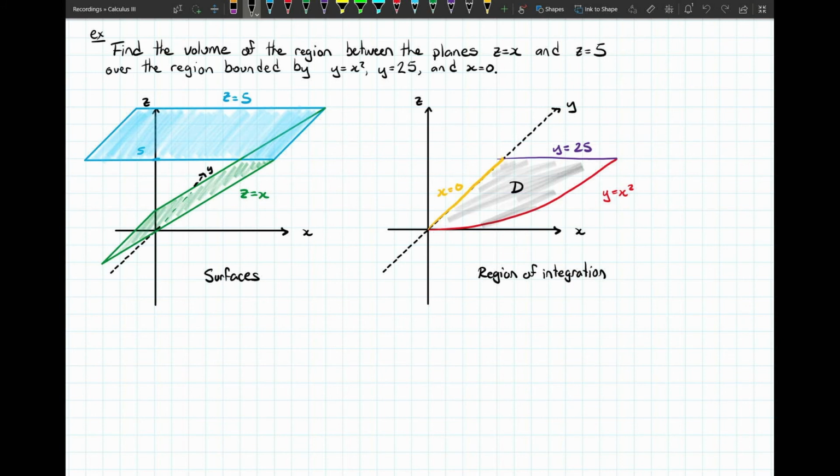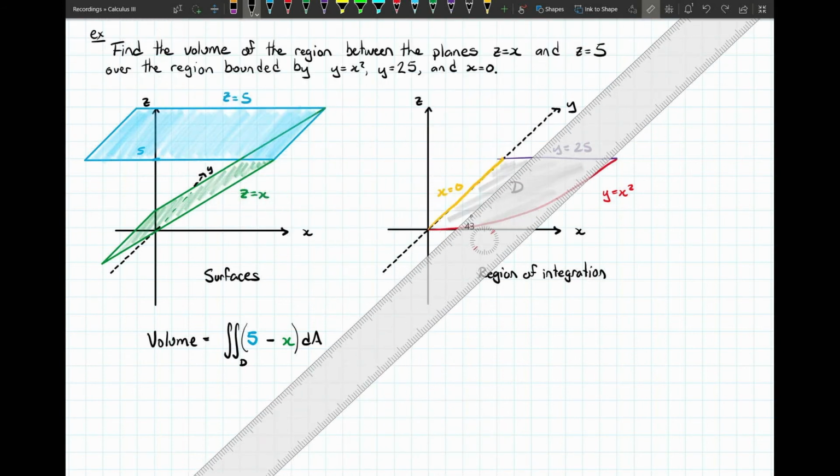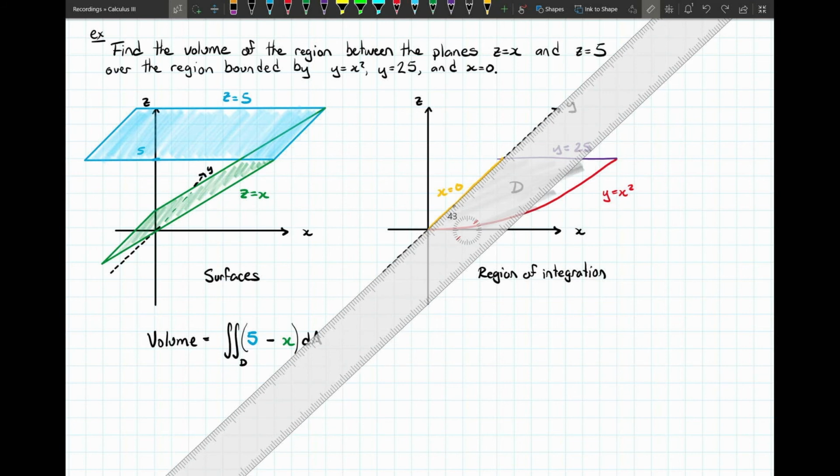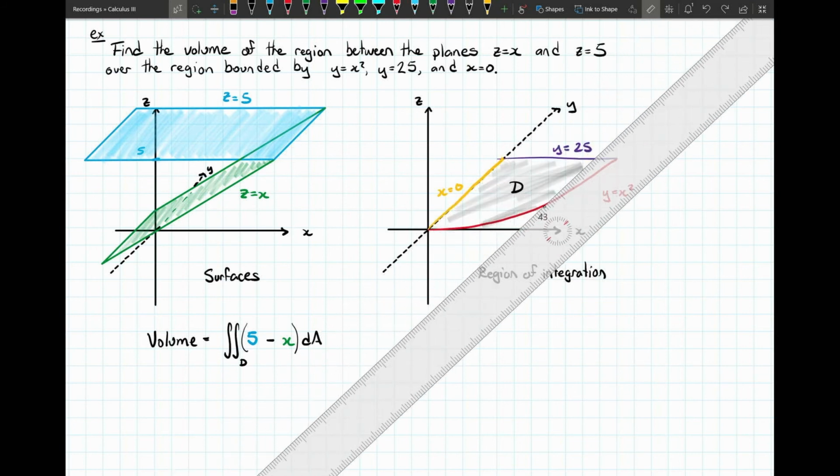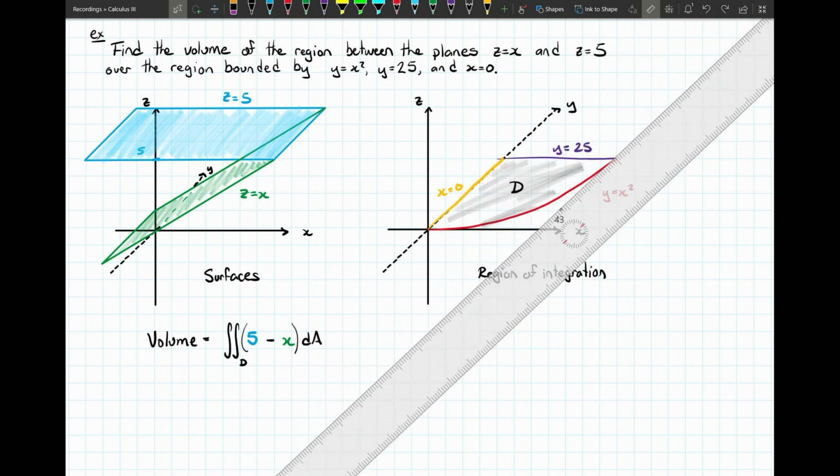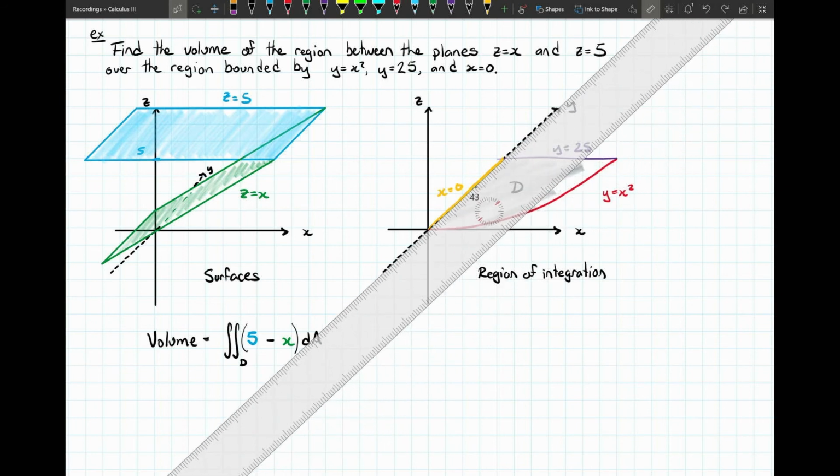Now, setting up the actual double integral isn't going to be that bad. The volume will be given by the double integral over the region D of top surface minus bottom surface: z equals 5 minus z equals x. But now we have to figure out how we're going to iterate this integral over the region D. Let's see whether this should be x or y simple. If we take a look at dy dx form, then starting at x equals 0 and moving up to the intersection point of the purple and red lines, we see whether or not the boundaries are always consistent.